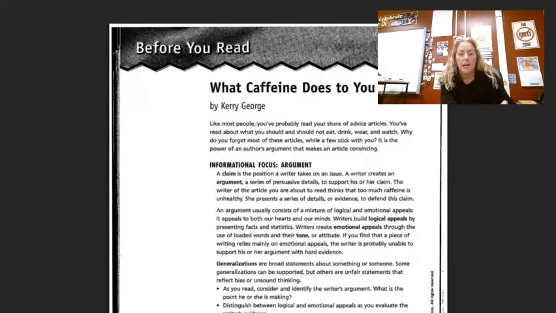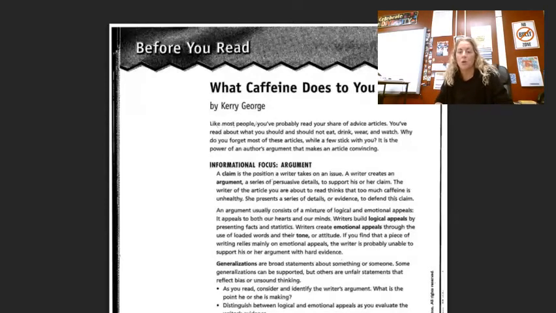So, when we're looking at an argument, the first thing that you're going to consider is the claim. A claim is the position a writer takes on an issue, much like when you did the social media topic and whether or not it was positive or negative in society. You had to choose an argument, right? We don't sit on the fence. We want to convince, to argue that our point is right. So a writer creates an argument, which is a series of persuasive details to support his or her claim.